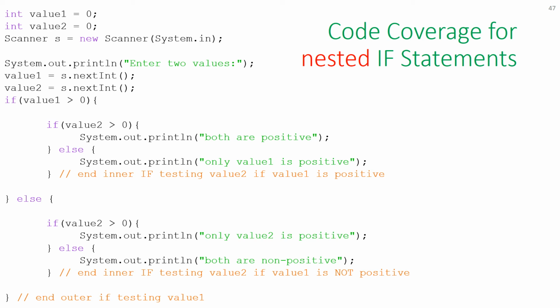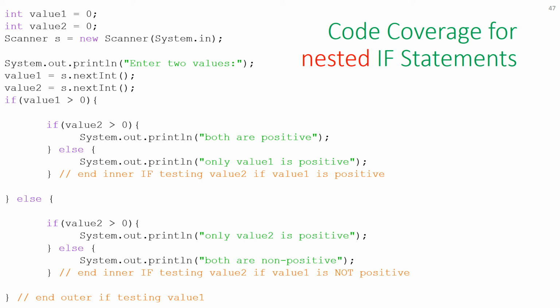We have 2 variables, value 1, value 2, and I'm sorry about that. The int value 1, int value 2, etc. Trust me, they are there. Scanner s equals new Scanner, System.out.println, enter 2 values. And then value 1 is I read a number from the user. Value 2, I read another number from the user. And now the goal of that program is to tell me something about those 2 values.